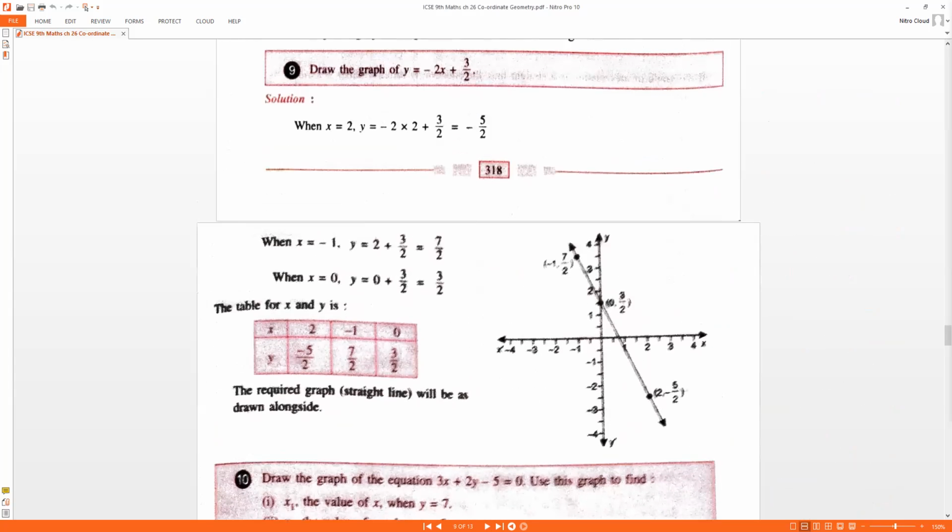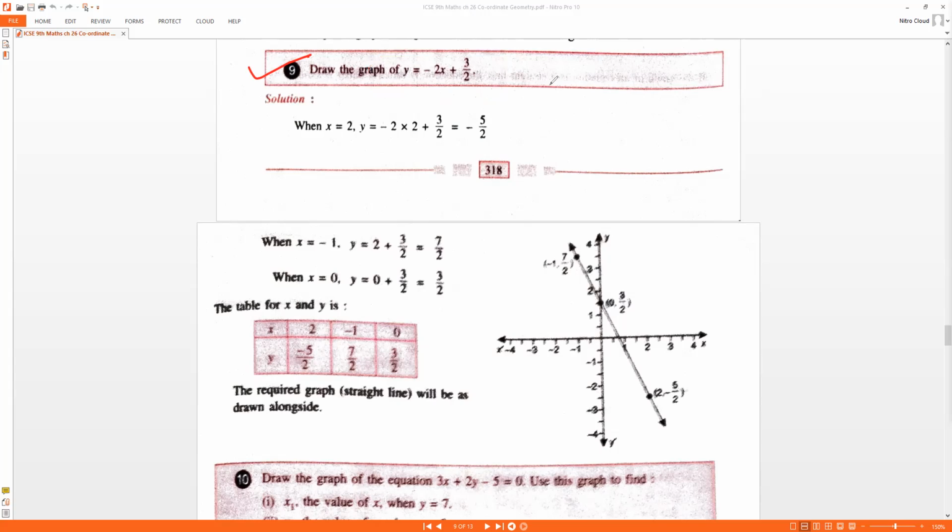Okay, let us see the next example. y is equal to minus 2x plus 3 upon 2. Don't get jumbled up if you get some decimal or a fraction like this. Okay, you don't have to worry about that. The ultimate thing is you have to put the values of x, and for those corresponding values of x, you have to get the values of y.